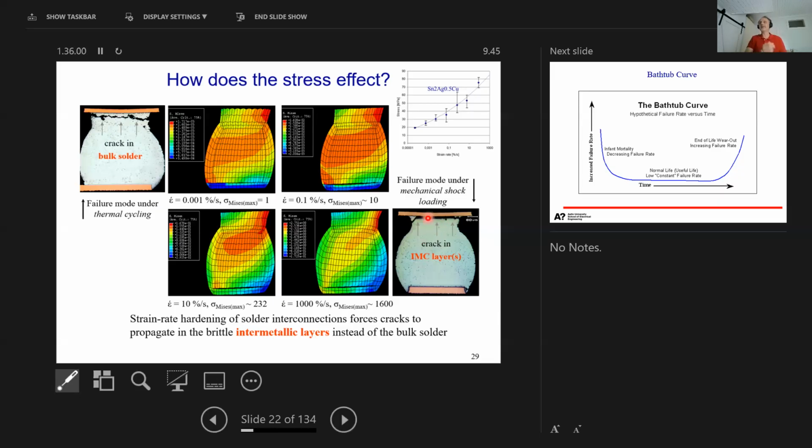So this might be a little bit confusing now, but we can come back to it in the final parts of the course. But the point is just that especially in mechanical loading, there's a huge difference in how fast we apply the load, because materials are sensitive to the rate of the load. So strain rate dependency is the correct definition.